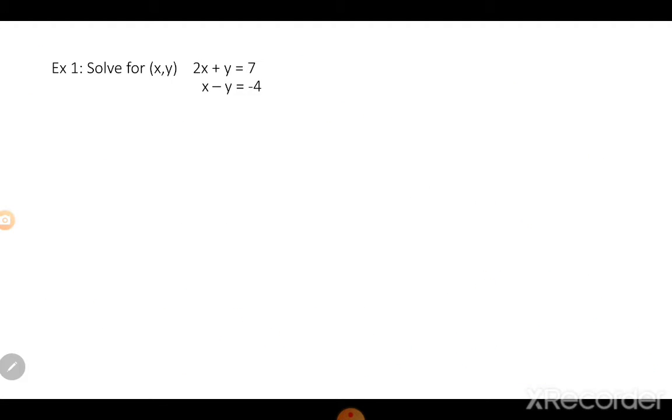So in our first example, we have 2x plus y equals 7 and x minus y equals negative 4. And so let's graph this. So first let's solve for y. So we'll have y equal to minus 2x plus 7. So here the slope of the first line, m1, is equal to negative 2. And let's go ahead and graph that first line.